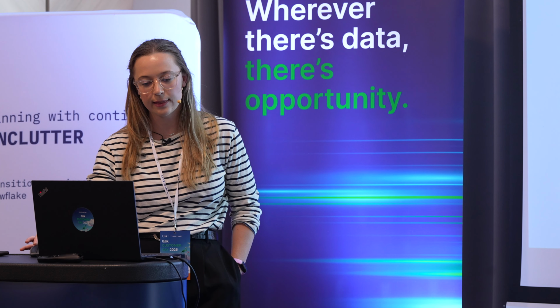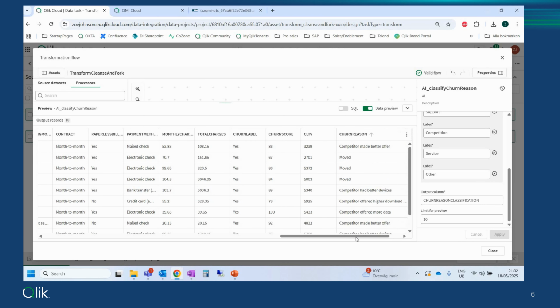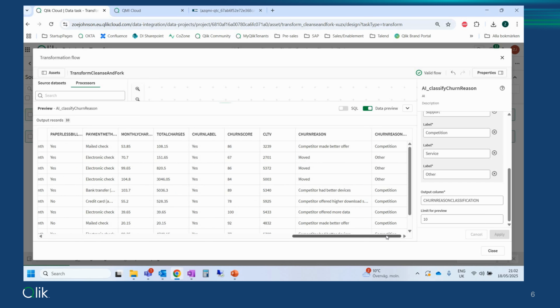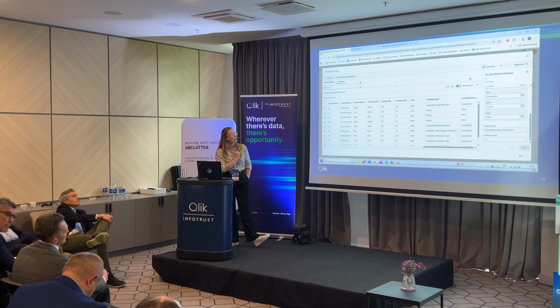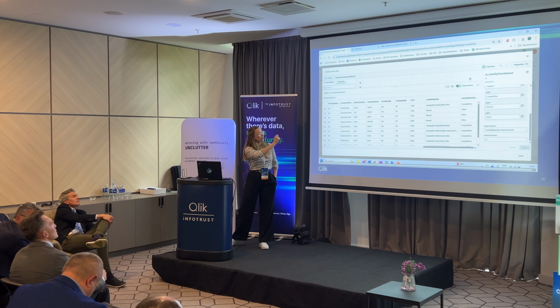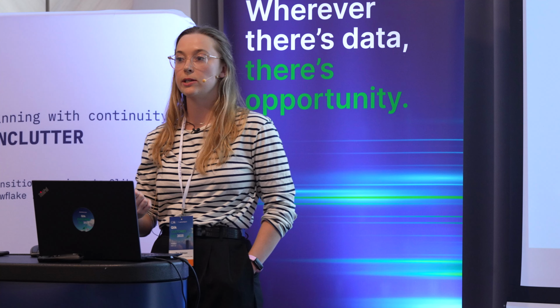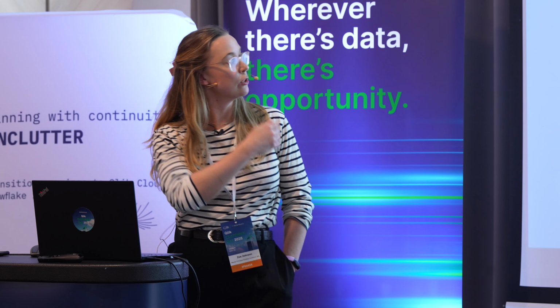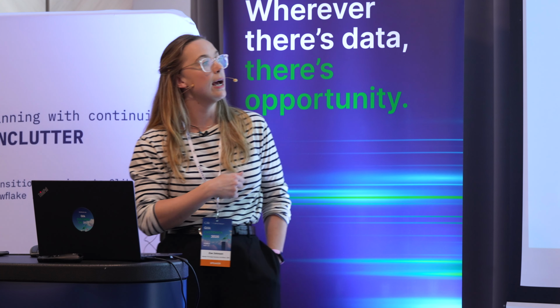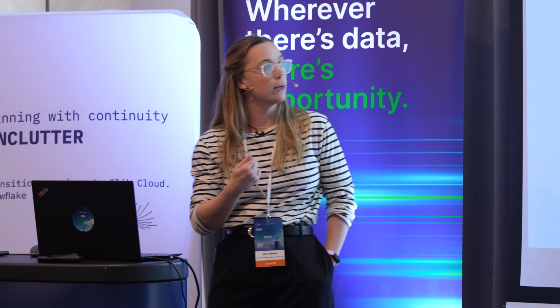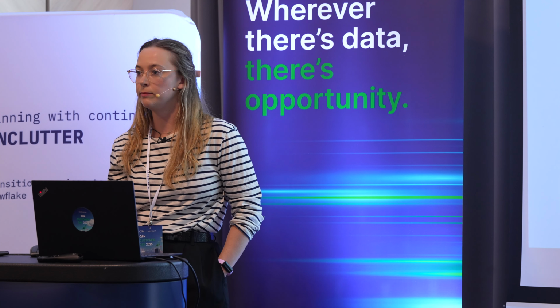And I can take that churn reason on that right-hand side, as I said, like competitor made a better offer. And I end up with something called churn reason classification, my new column. And you can see here the examples. The competitor offered more data, so the classification is competition. I have the churn reason as moved, and the generative AI put the classification as other.